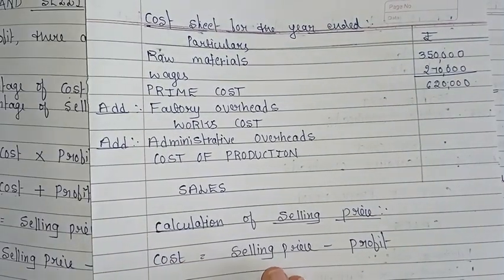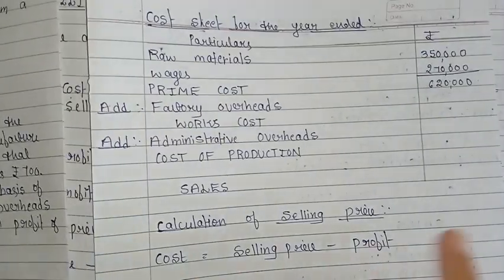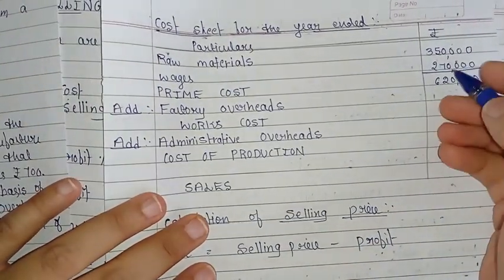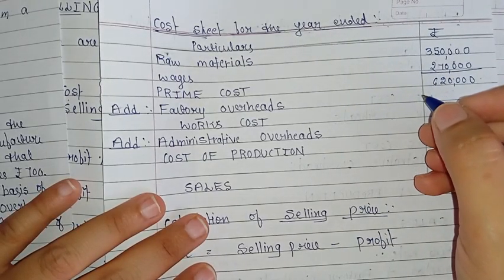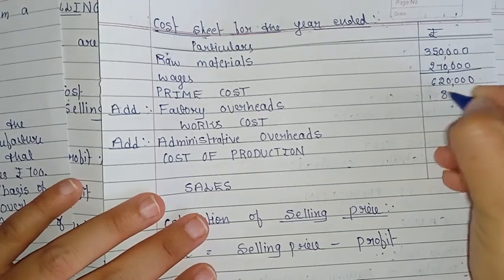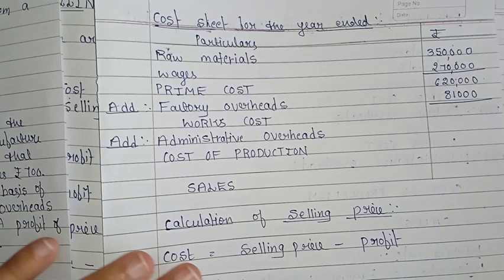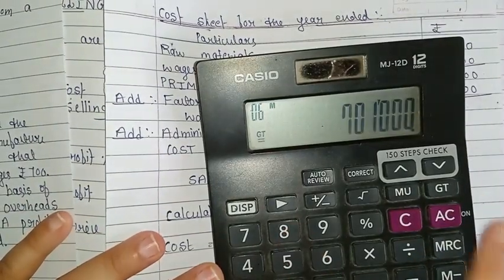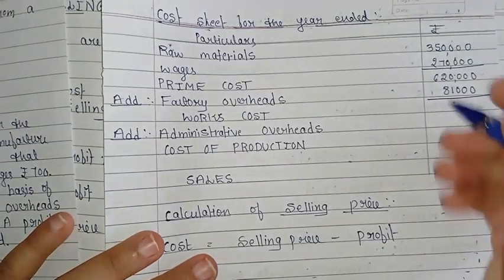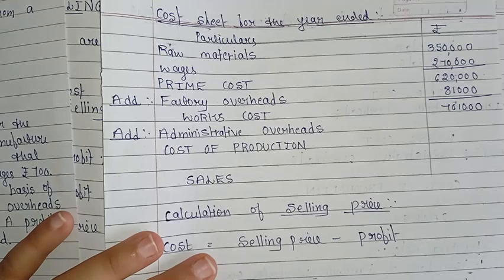After that, add factory overheads, that is rupees 81,000. Factory overheads how much? That is rupees 81,000. Then we will arrive at works cost. 6,20,000 plus 81,000 equals rupees 7,01,000. That is our works cost or factory cost.